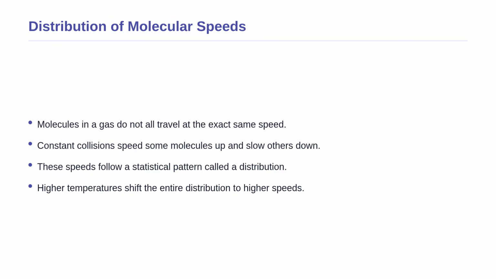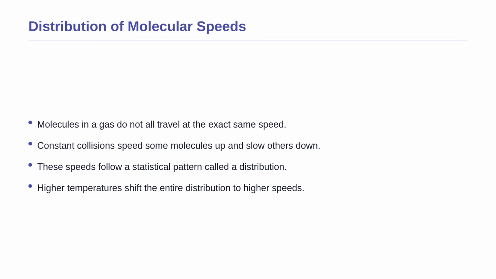Think about cars on a busy highway. A few are driving very slowly, a few are speeding dangerously fast, but the vast majority are traveling somewhere in the middle. Gas molecules behave exactly the same way. Because they are constantly crashing into each other, they speed each other up and slow each other down. We cannot track billions of molecules individually, so we use statistics.